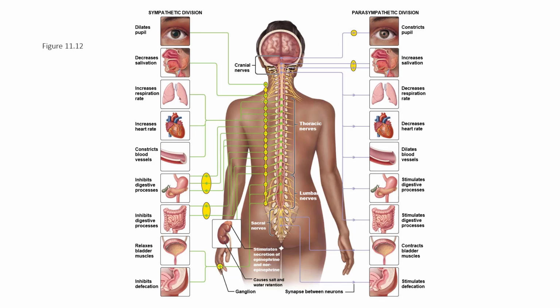And you can see that there are some different neurons here. You see cranial nerves, thoracic nerves, cervical nerves, lumbar nerves, and sacral nerves that are all part of this parasympathetic nervous system and sympathetic nervous system. And these are all coming off and they're part of the peripheral nervous system. So the peripheral nervous system is including both of these divisions.